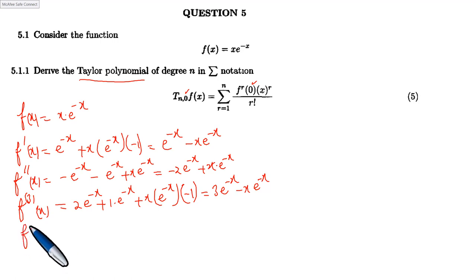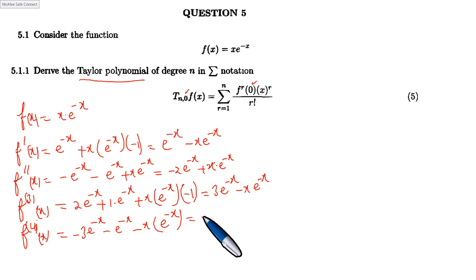One more derivative, the fourth derivative. Right, to find the derivative of this one, which is minus 3e to the minus x, and then the derivative of the x is 1, which is minus e to the minus x. The derivative of the exponential is this. This is minus 4e to the minus x plus x e to the minus x. Okay.